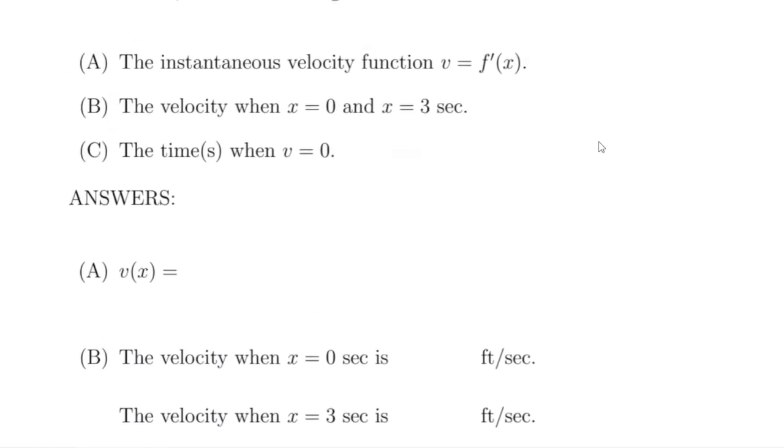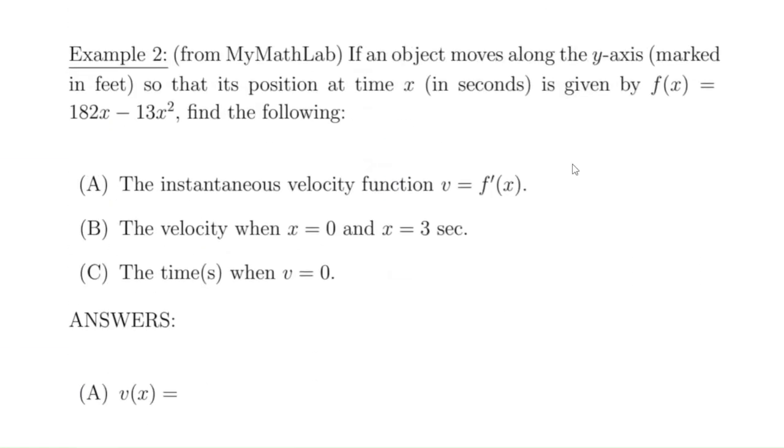Okay, let's look at another example. Again, this is straight out of MyMathLab. If an object moves along the y-axis marked in feet so that its position at time x in seconds is given by f of x equals 182x minus 13x squared, find the following. What is the instantaneous velocity function? And they're using the letter v for the velocity function. So v is just f prime of x.